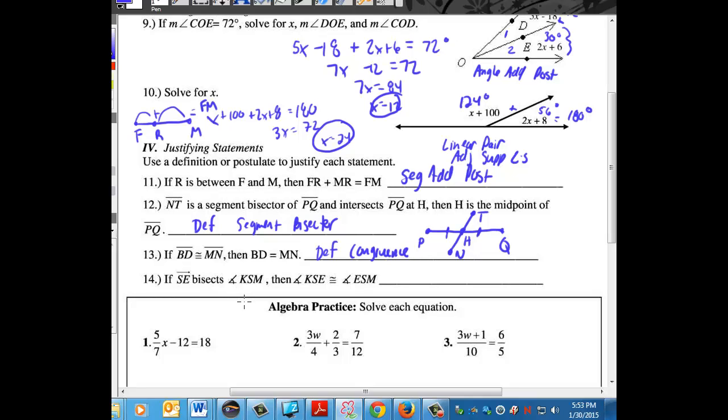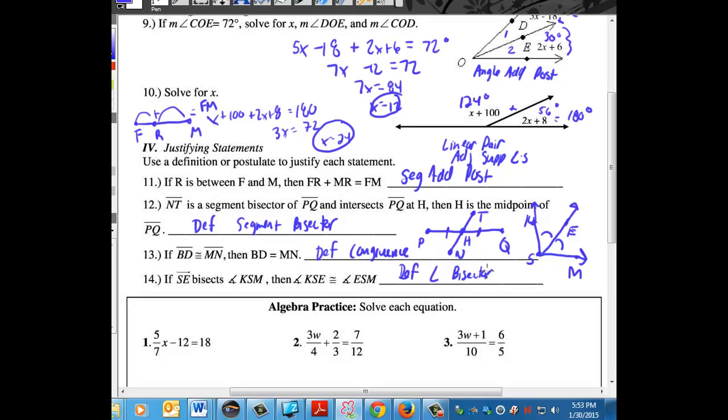If ray SE bisects angle KSM, so let's show angle KSM. We'll put K here, we'll put S here, we'll put M down here, and let's extend the arrows. And we say that ray SE is going to cut this angle in half. That means these two angles are the same. There's ray SE. Then angle KSE is equal to angle ESM, and what we just have there is called definition of an angle bisector.